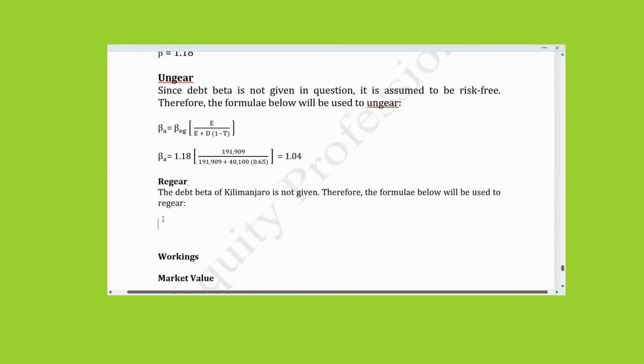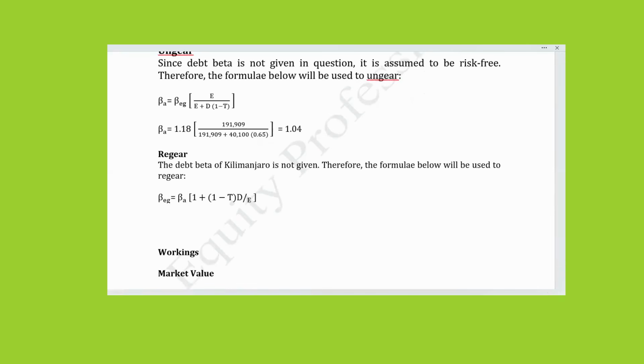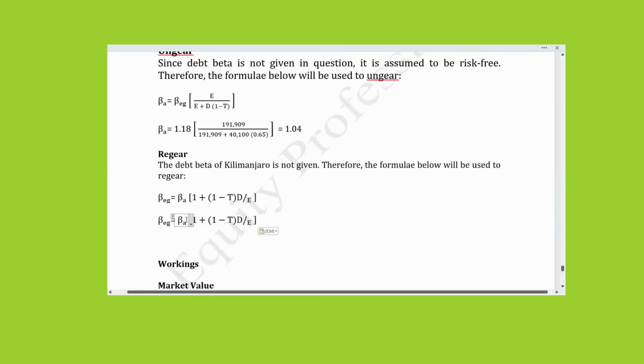We want to regear. So beta equity of a geared company equals beta assets multiplied by 1 plus 1 minus tax multiplied by debt equity proportion of Kilimanjaro. So we have calculated asset beta to be 1.04, that's the beta you have. You cannot jump any step. You have to follow it in that order, step 1 to 5. You can't jump step 2 and move to step 3 or step 4. So you have to follow it in that order.